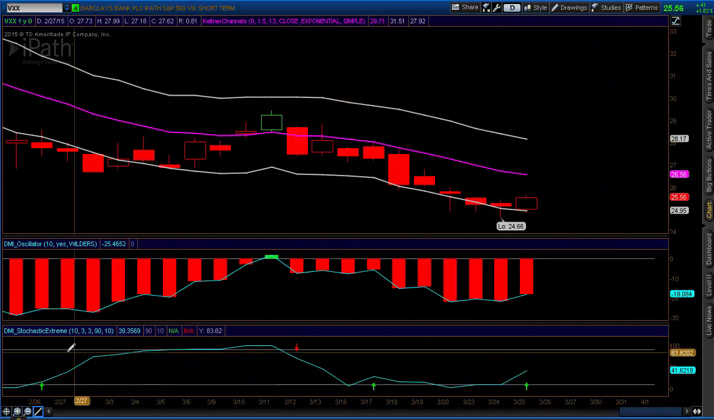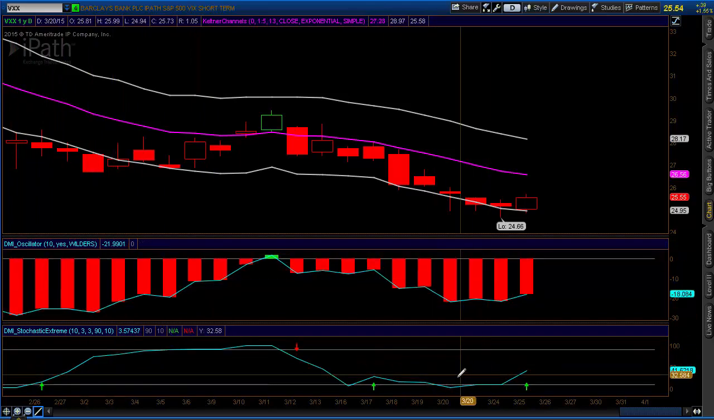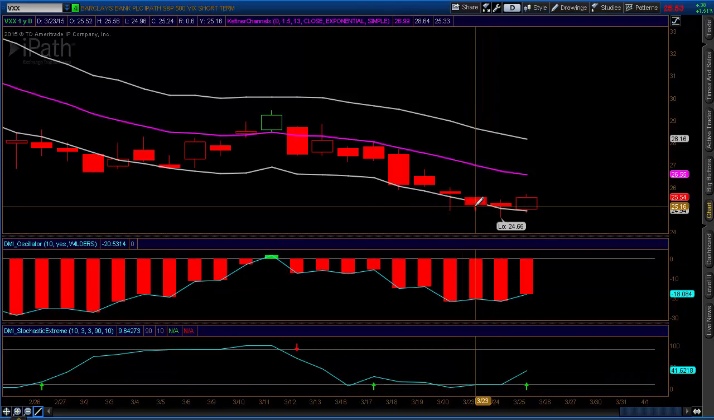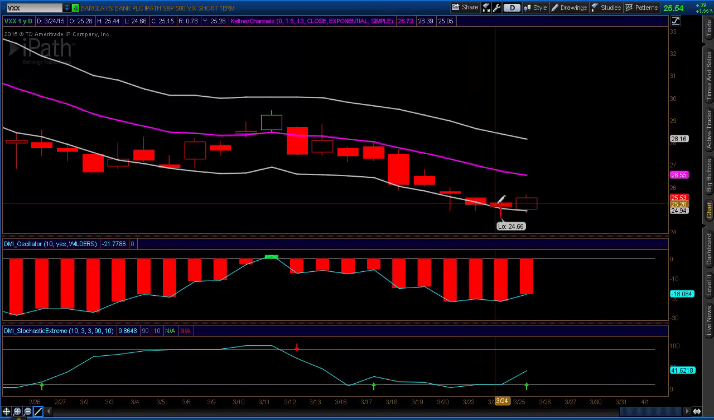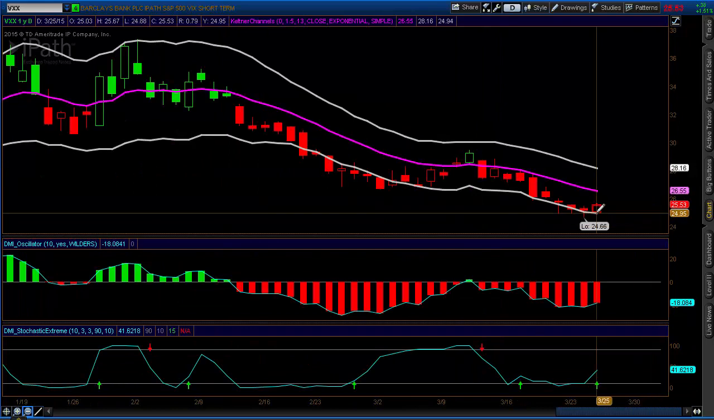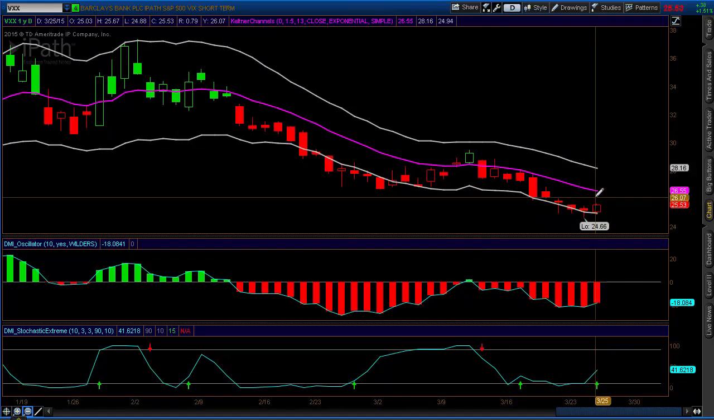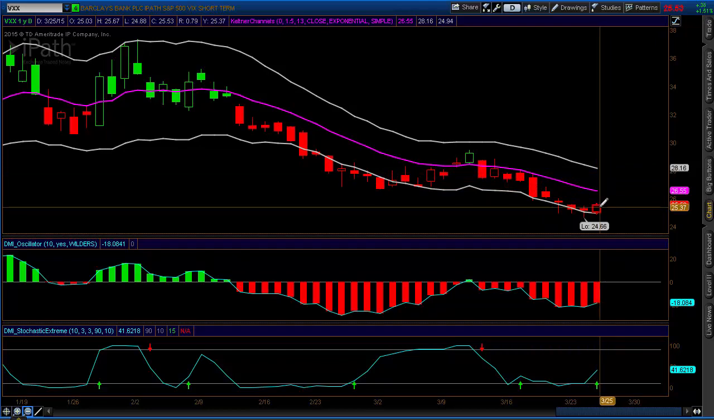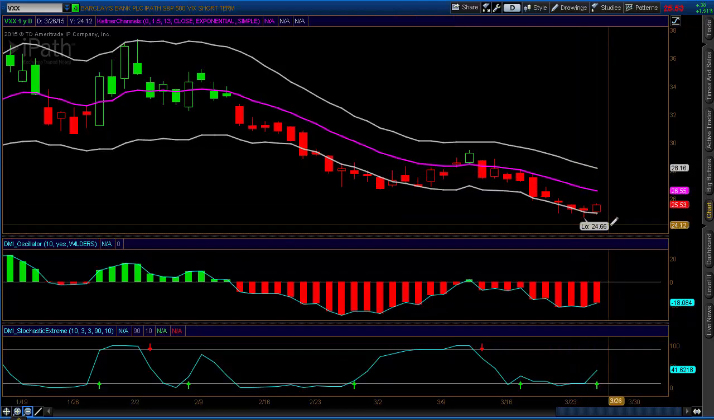One of my entry methods I use is the DMI stochastic extreme. When it got to this lower band and it ticked up right in this zone, I got in at about 25 and change, and it dipped a little bit. Basically my plan is we'll see where it goes. If it goes up, I'm looking to take profits and trail stops all the way up to about 28. But if it goes lower from here, I would simply add to this position.